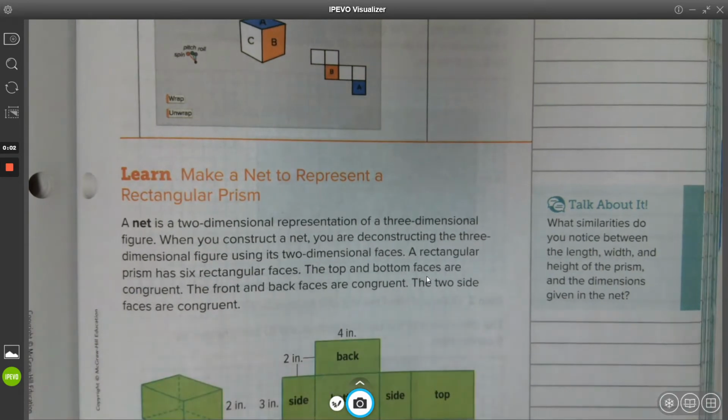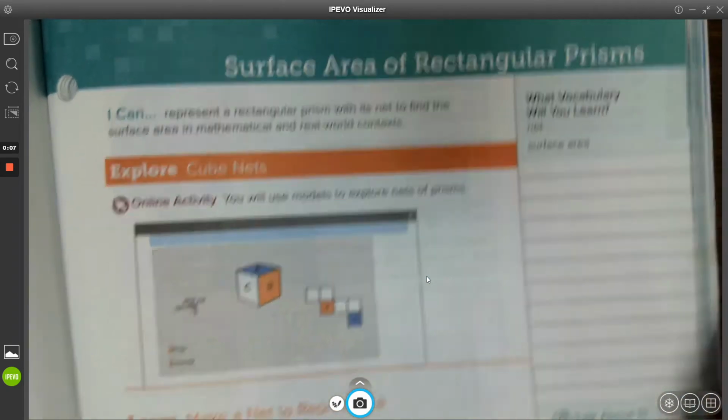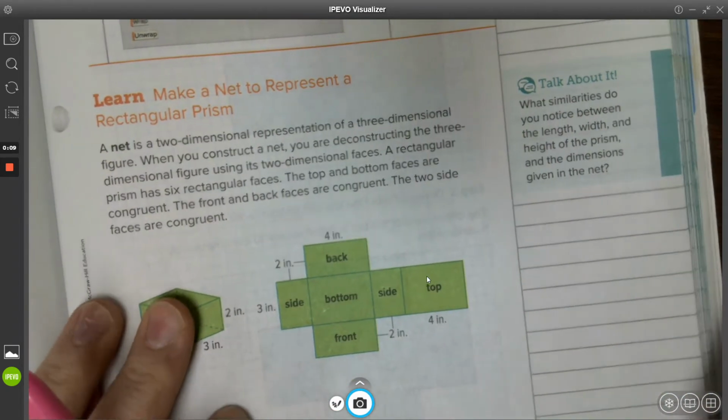Hi everybody. Today we're going to be talking about surface area of rectangular prisms. So this is lesson 9.2. I'm on page 495.